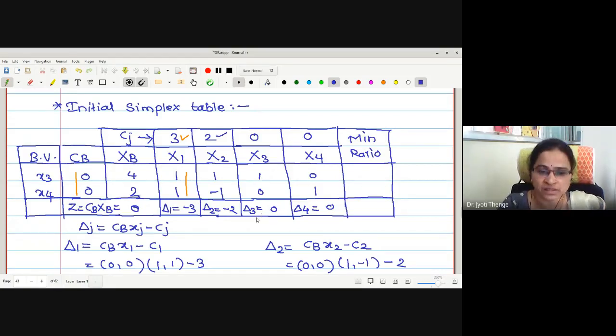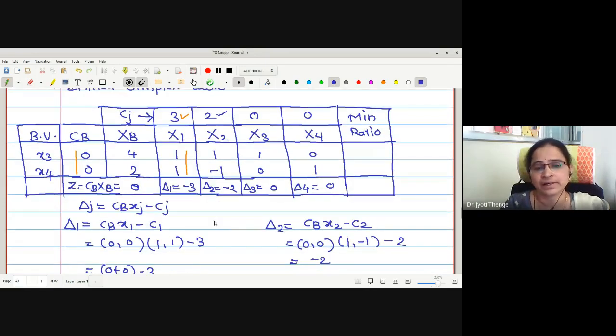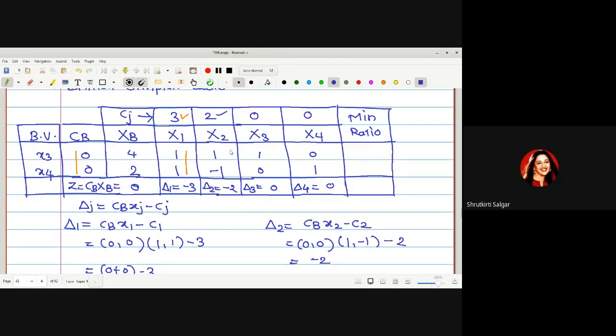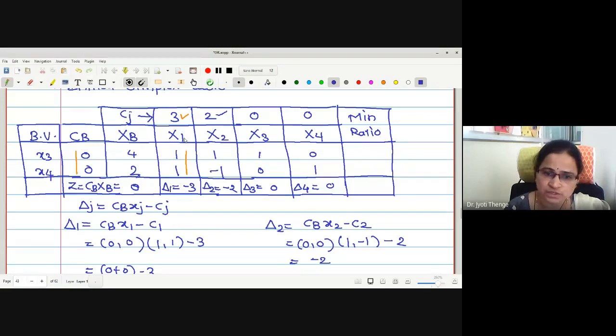Now what the method says: check how many delta j's are negative. If more than one delta j is negative, we have to select the most negative. Now among delta 1 and delta 2, which one is most negative? Delta 1 is most negative. Correct? Yes, ma'am. And delta 1 corresponds to x1. Therefore, this will be the incoming vector.